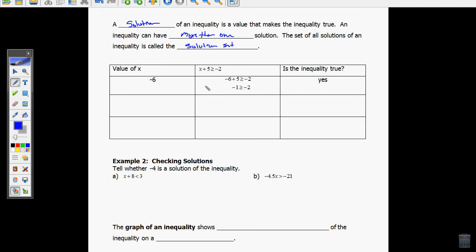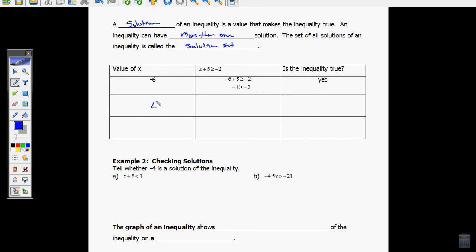Alright, so let's take a look. In this table here, I'm looking at this inequality. X plus 5 is greater than or equal to -2. And I'm going to choose some values of x. And given those values of x, I'm going to test them out. I want to see, are they part of the solution set? Do they make the inequality true? Okay, so we have one done already, -6. -6 plus 5 is -1. -1 greater than or equal to -2? Yes. So -6 is part of the solution set.